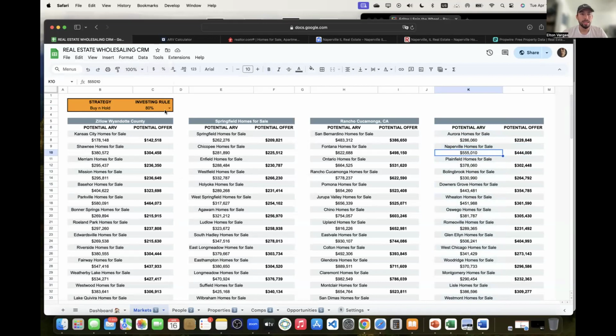If I were to play the 80% rule, aka buy and hold, I need to buy properties at $445,000 or less. This is excluding repairs. I'm not adding repairs right now. I'm just multiplying the ARV by 70% or by 80%. This is the fix and flip rule, where I have to look for project type properties, and some of them I have to look for less than $389,000.